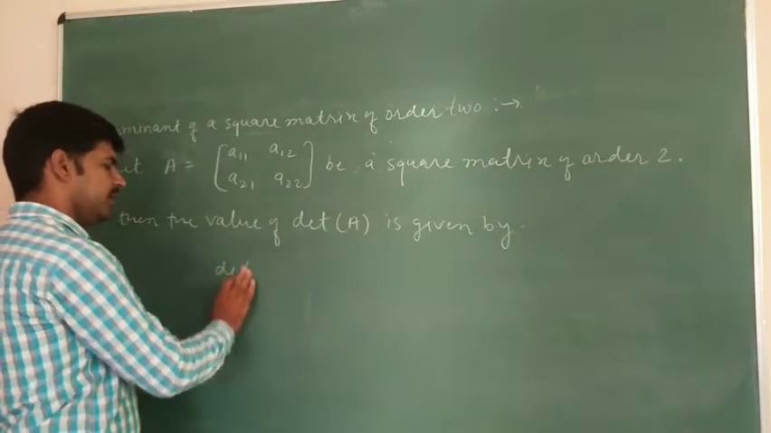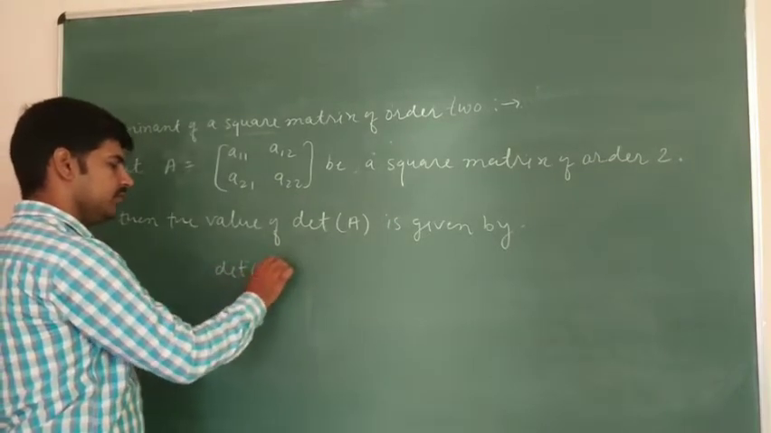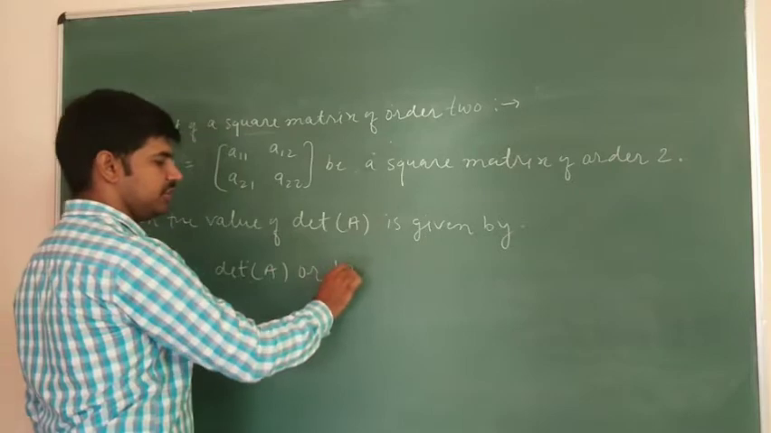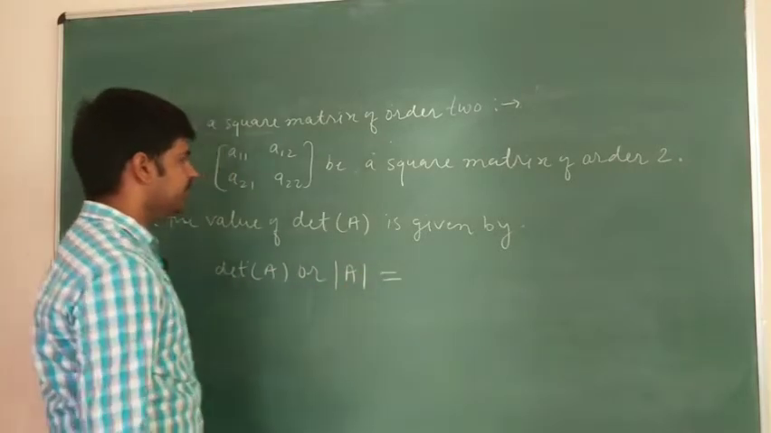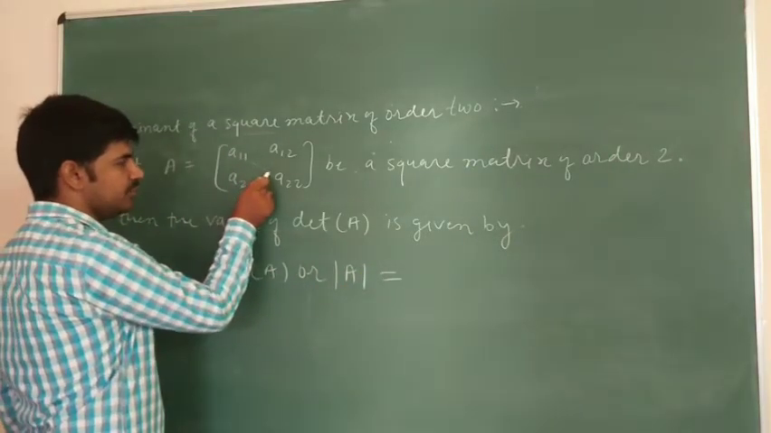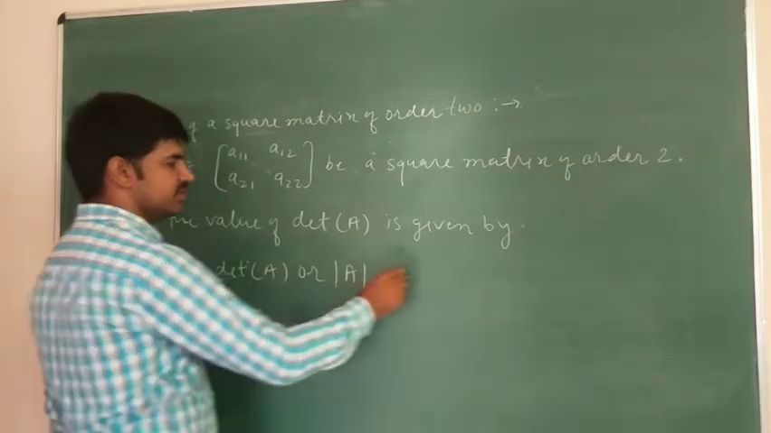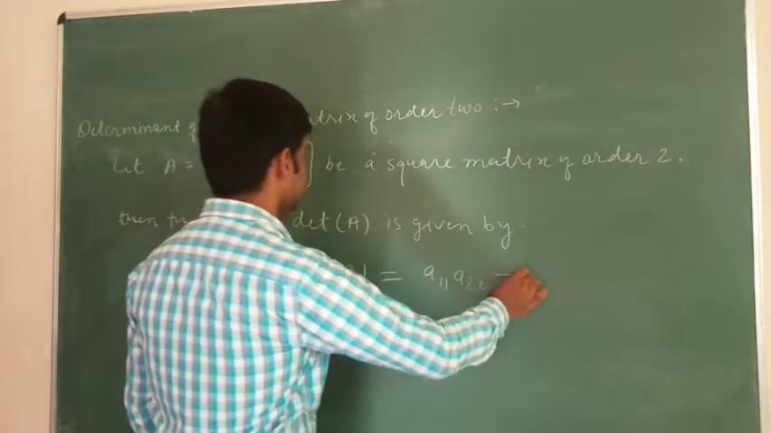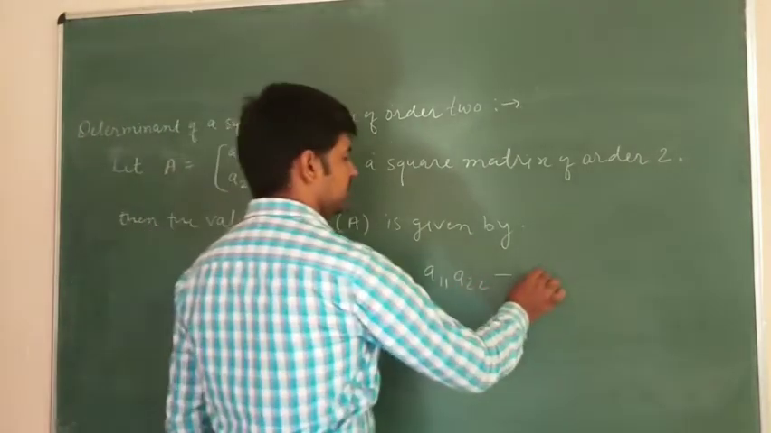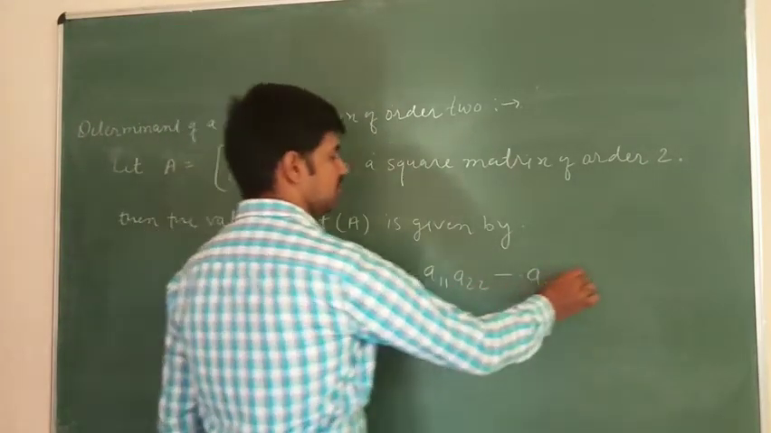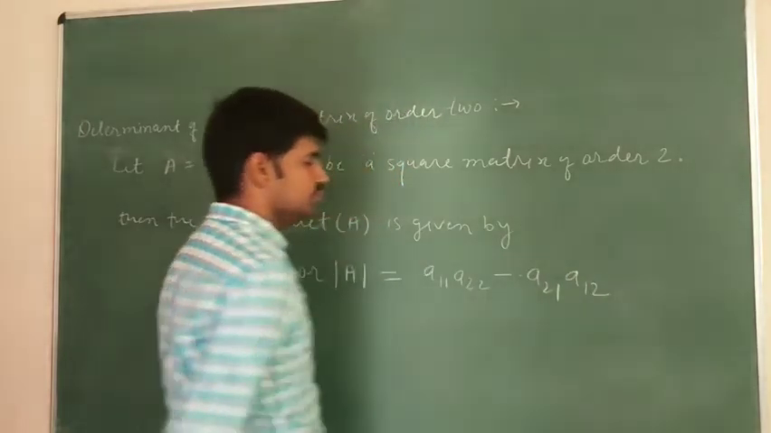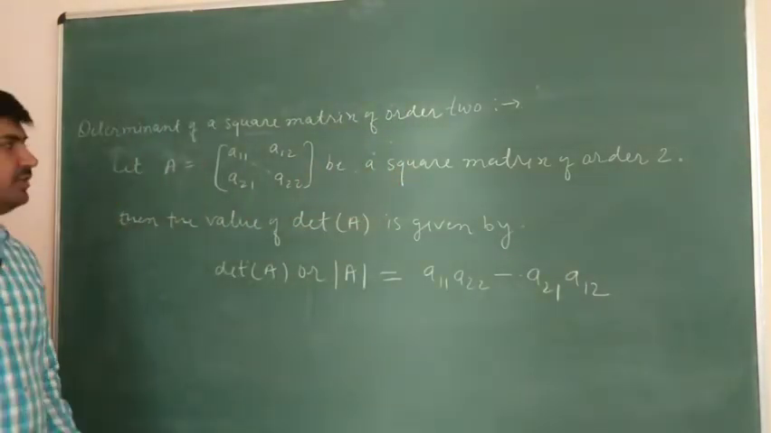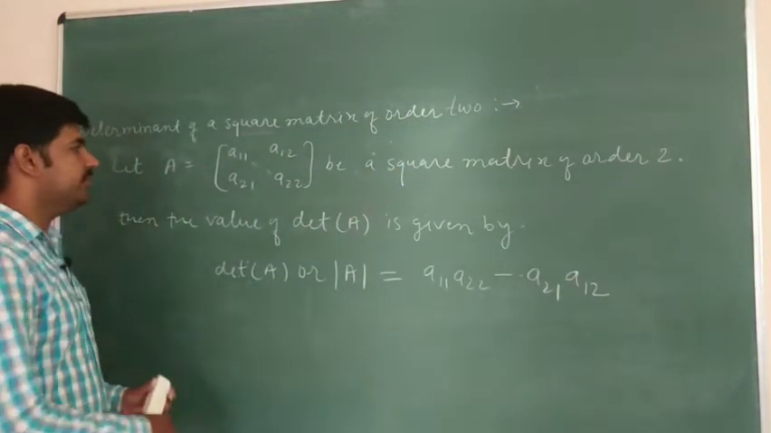determinant of A is equal to, what to do, students? We have to multiply both of these elements first. So a11 a22 minus a21 a12. This is the value of the determinant of a square matrix of order 2.